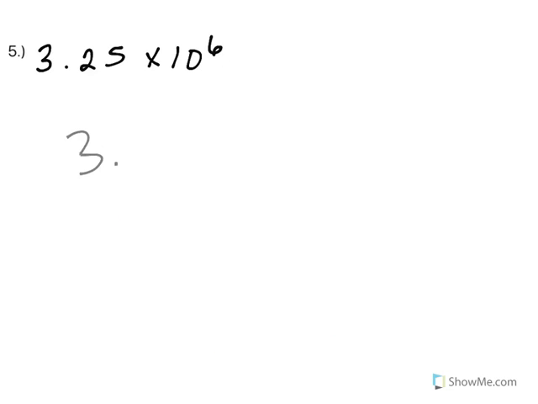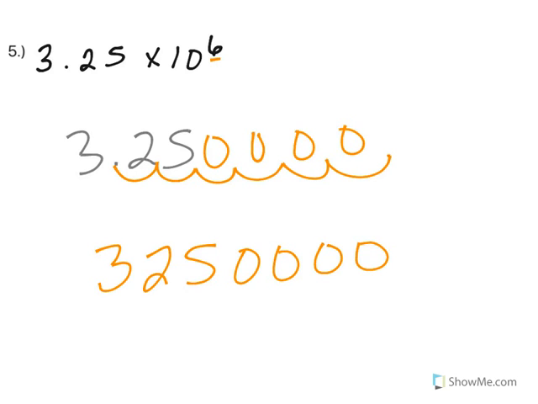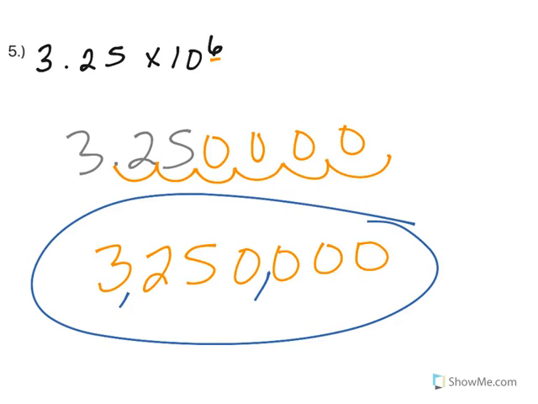3.25 times 10 to the 6th. I'm moving my decimal 6 places, and it's positive, so we're going to the right. 1, 2, 3, 4, 5, 6. Fill in with 4 zeros. 3, 2, 5, 1, 2, 3, 4. And my final answer is 3,250,000.